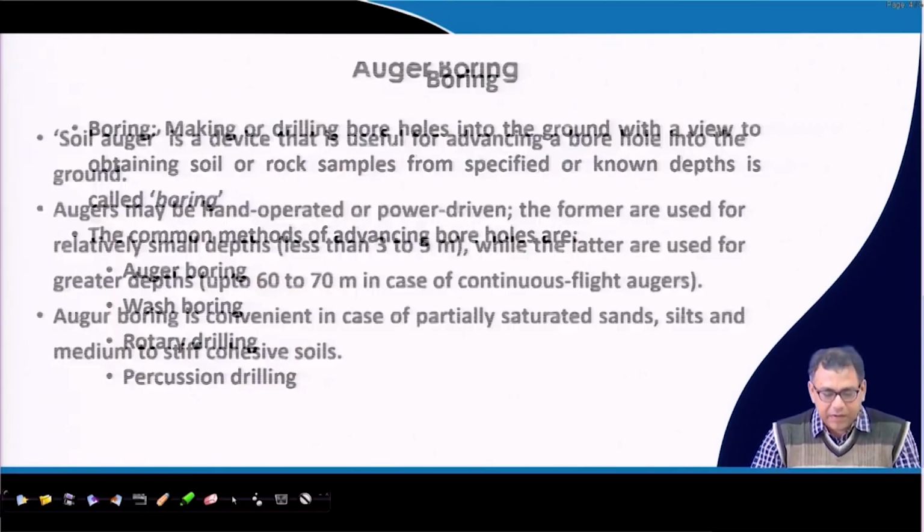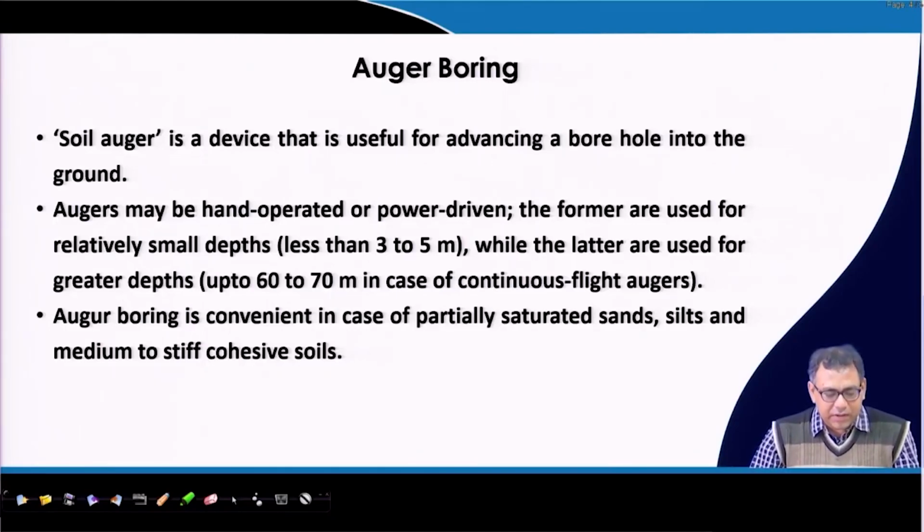The auger boring is useful for advancing the borehole into the soil. The auger may be a hand operated auger or a power driven auger. The hand operated auger is used for relatively small depths, up to 3 to 5 meters, and the power driven auger we can use for greater depths, up to 60 to 70 meters in the case of continuous flight augers. Auger boring is convenient in partially saturated sand, silts and medium to stiff cohesive soil.